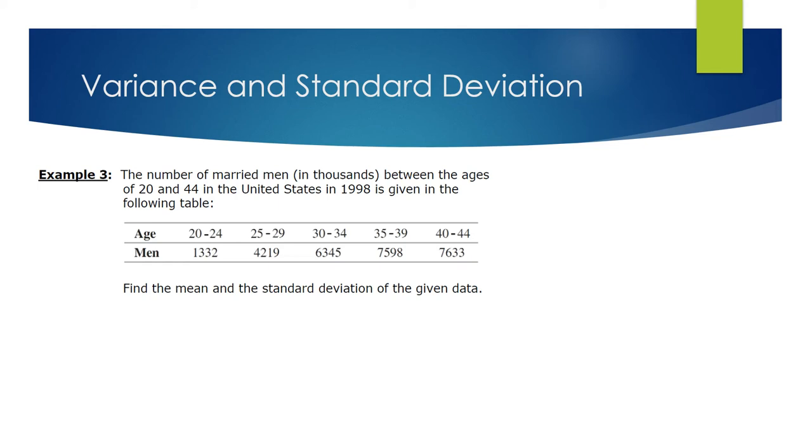Because I don't just have ages 20 to 24, I know there's 1,332 men, but I don't know what their ages are. I don't know how many of them are 20, 21, 22, 23, or 24. I just know that in this age group, I have 1,332. So how do we get around that, or how do you think we get around that? And then again, we have numbers here. We need probabilities. So take that into consideration as you attempt to find the mean and standard deviation of this given data.